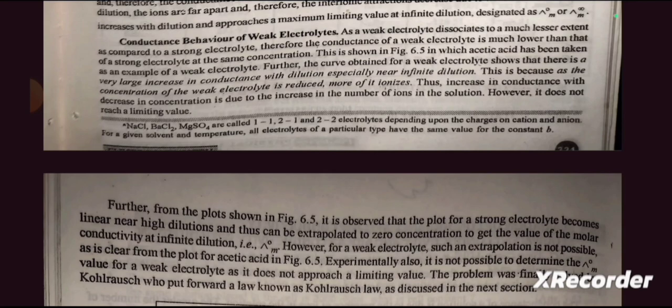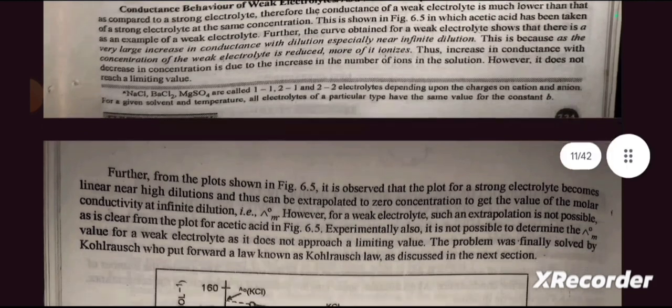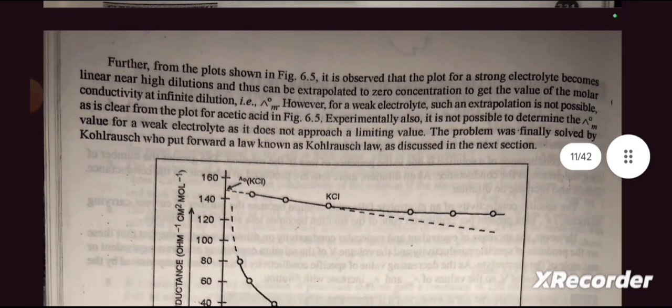Further, the curve obtained for a weak electrolyte shows that there is a very large increase in conductance with dilution, especially near infinite dilution. This is because as the concentration of the weak electrolyte is reduced, more of it is ionized. Thus the increase in conductance with decrease in concentration is due to the increase in the number of ions in the solution. However, it does not reach a limiting value.